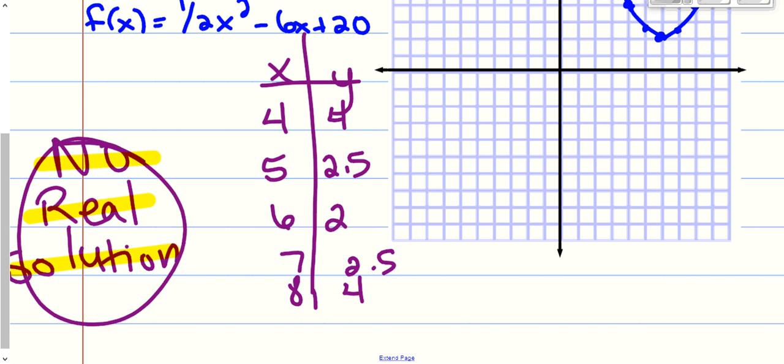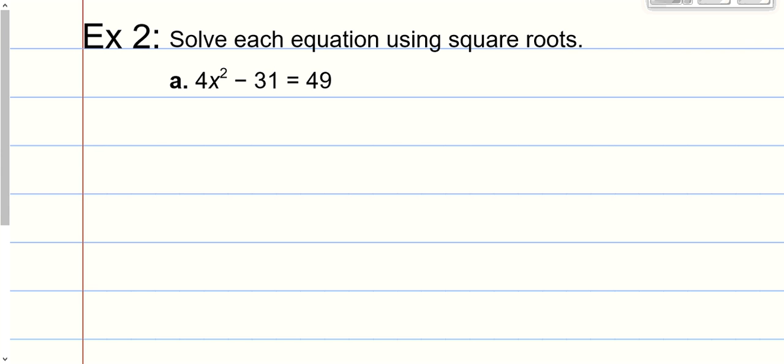Okay, so that's all of our graphing. Again, just to review, we have 2 answers, we have 1 answer, or we have no answers. And I shouldn't say answers, we always have an answer, but we have 2 solutions, 1 solution, or no real solution. Okay, so let's now look at example 2. Example 2, solve each equation using square roots.